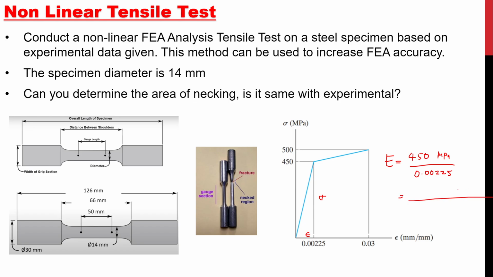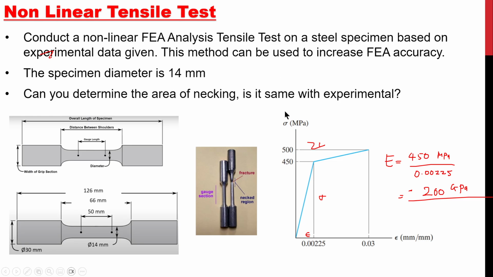What is the Young's modulus in megapascal? Or I think in gigapascal. So 450 E6 divided by 0.00225. You're going to get 200 gigapascal. So this is the value.